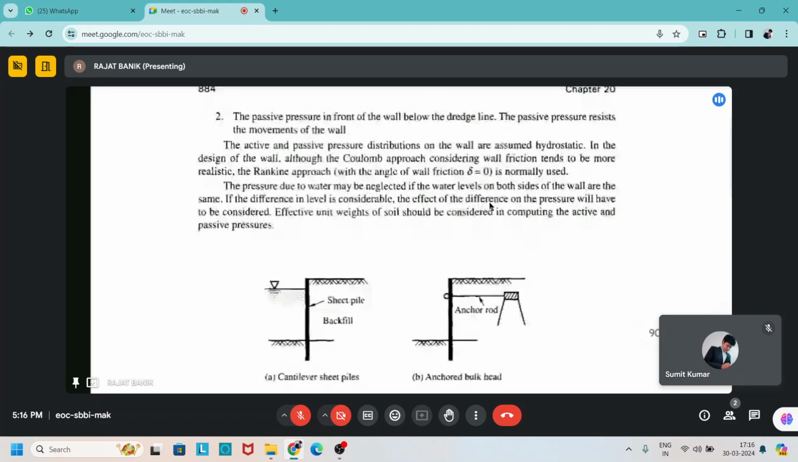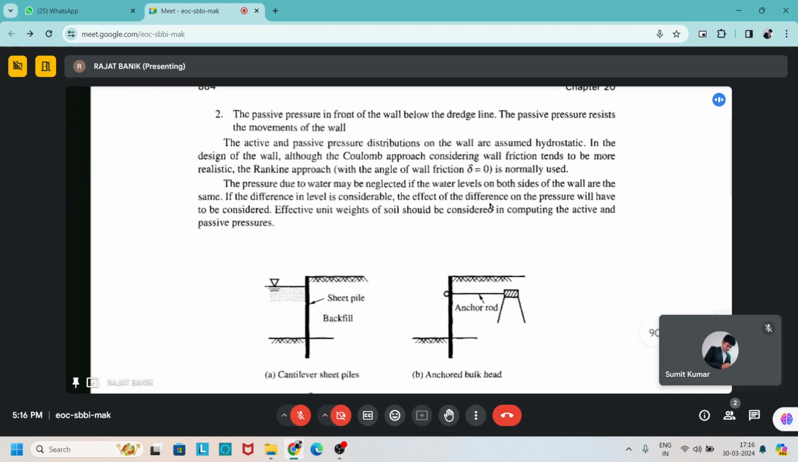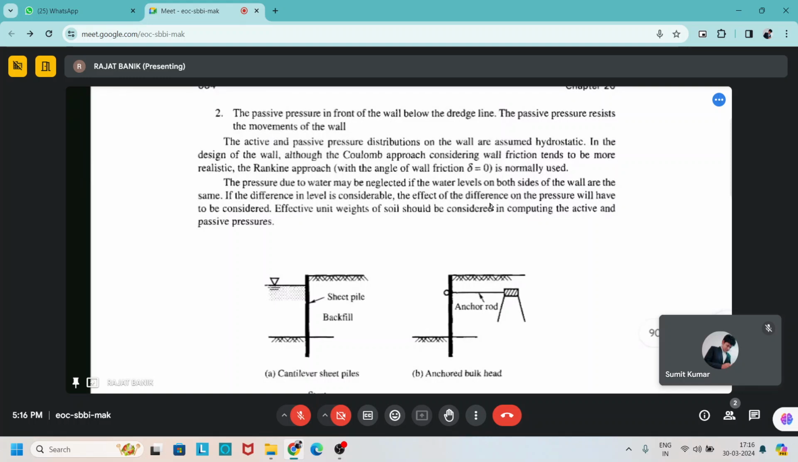The pressure due to the water may be neglected if the water levels on both sides of the wall are the same. If the difference in the level is considerable, the effect of the difference on pressure will have to be considered. Effective unit weights of the soil should be considered in computing the active and passive pressure.